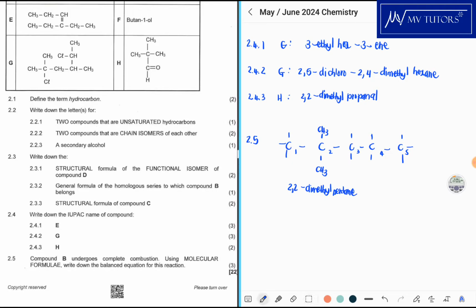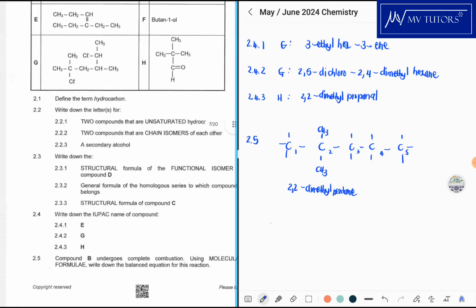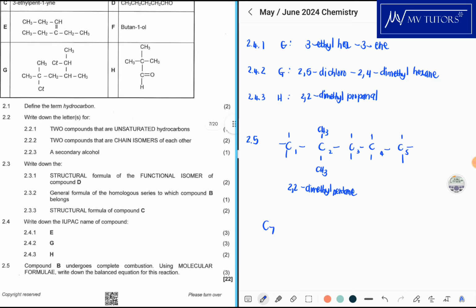So how many carbons do we have? 1, 2, 3, 4, 5, 6, 7. We're writing out the molecular formula. Since this is an alkane, I'm expecting the hydrogens to be 16, because 7 times 2 is 14, plus 2 is 16. Remember we wrote down the formula. So if it undergoes combustion, then we have oxygen over there, and carbon dioxide and water as our products.